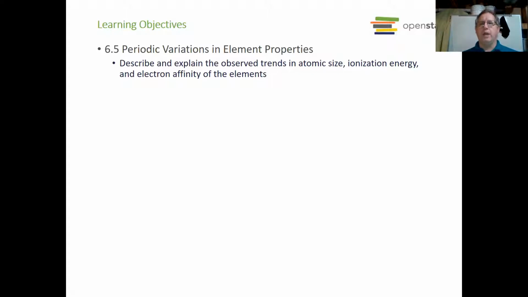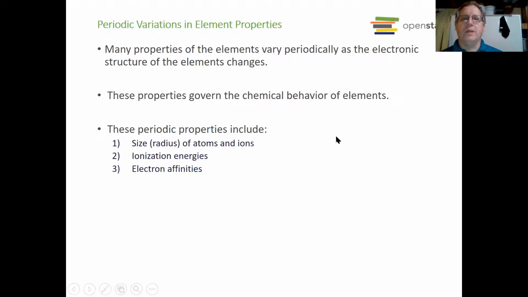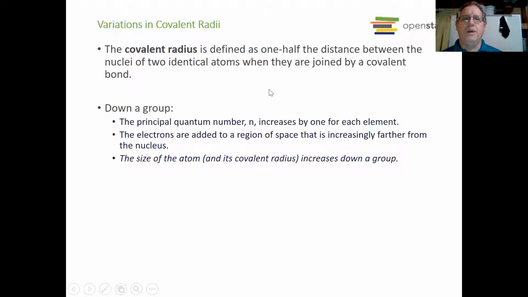So we're just going to look at atomic radii, and generally that is measured by taking two atoms and taking a look at how far apart their nuclei are and dividing that by 2. So that's atomic radius. We're also going to look at something called ionization energy and electron affinity. Now, I just talked about these, here they are listed. The covalent radii is what I was talking about.